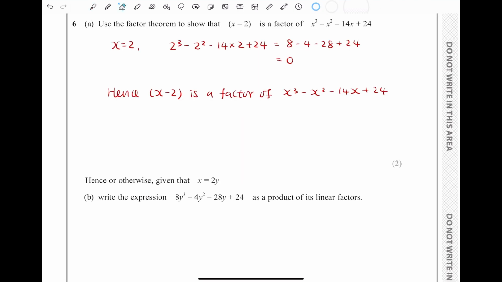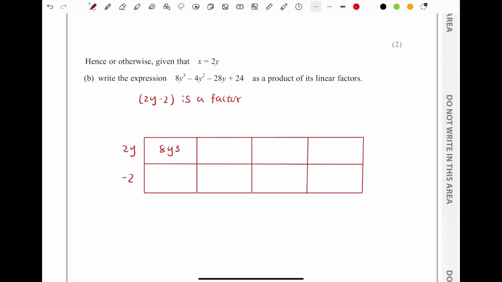Given that x is 2y, we want to write this cubic as a product of its linear factors. That means 2y take away 2 is a factor from part A because x equals 2y. So now by using Farmer's field, we know that to get 8y cubed, we need to multiply 2y by 4y squared. By multiplying that by negative 2, we have negative 8y squared. Now we know these two terms need to make negative 4y squared. That means this needs to be 4y squared. And that tells us 2y times 2y is 4y squared.